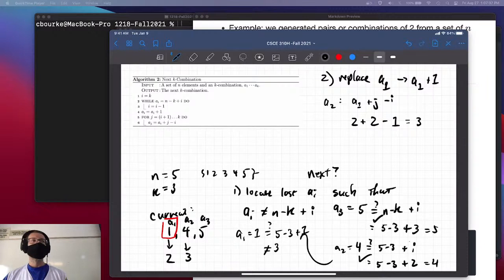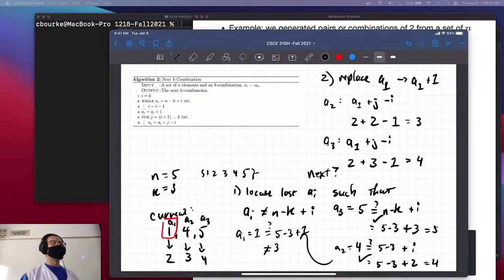Okay. What about a sub 3? What does that become? It becomes a sub 1 plus j minus I. And in this case, j has changed. This is still 2, but now this is 3. And then the I that gave us all this stuff to go on is unchanged. It's still 1. So 5 minus 1 is 4. And that's the next k combination. 2, 3, 4. Is that right? 2, 3, 4. Yep.